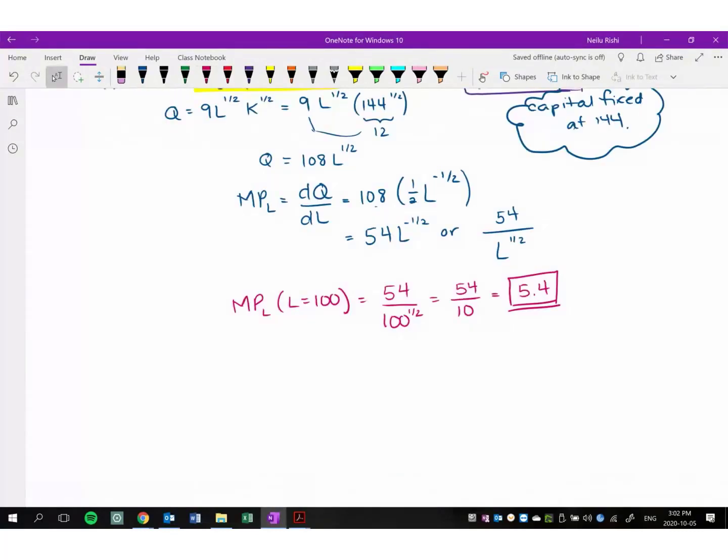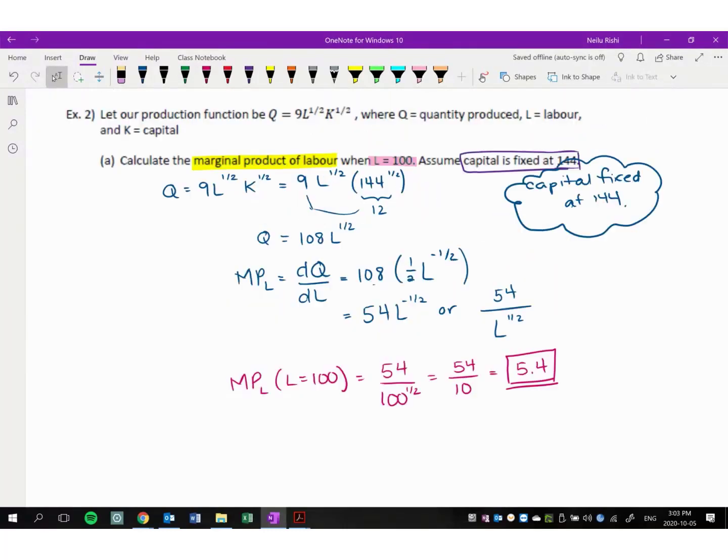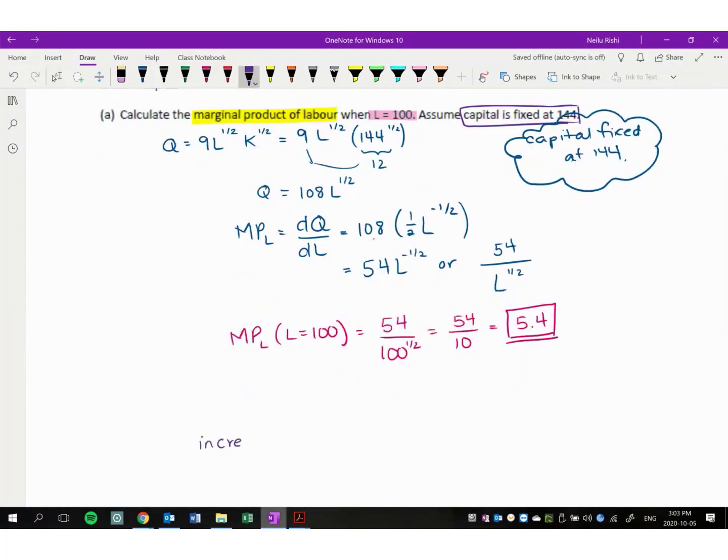Okay, so what does that mean in words? That we would have an increase in production of 5.4 for an additional unit of labor, or one additional unit of labor. So if you increase labor by 1 unit, you expect production to go up by 5.4.